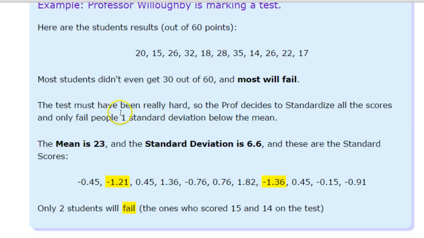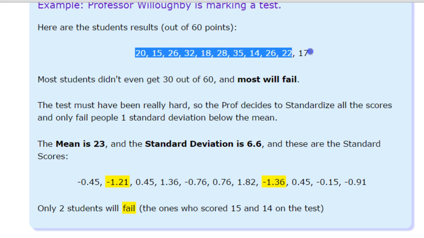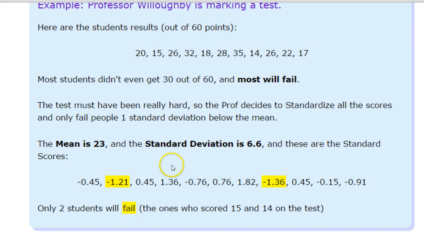So you can see, if these are the scores people got out of 60 questions on a test, they're all pretty low, but which one was really the worst? Well, these two guys were really the worst, the 15 and the 14. And then he has z-scores to back this up.